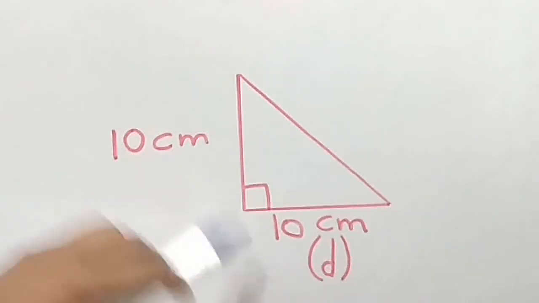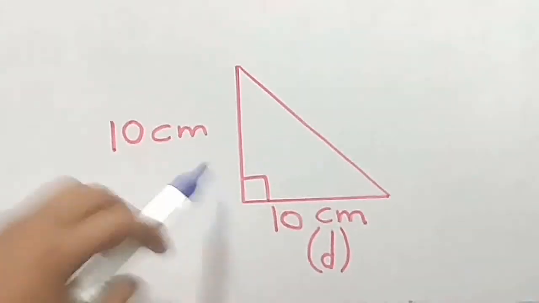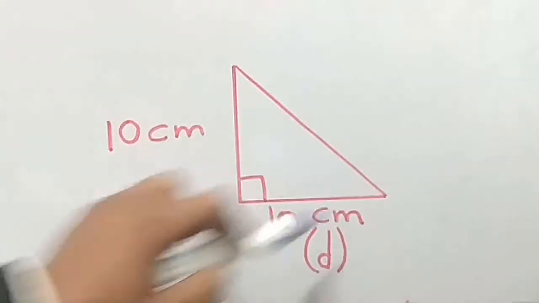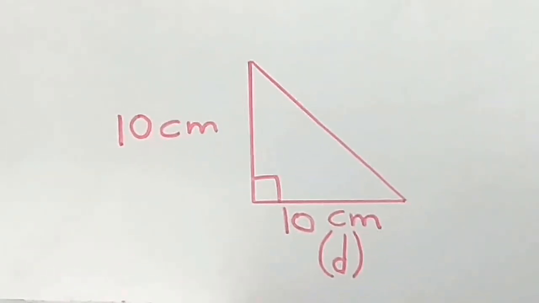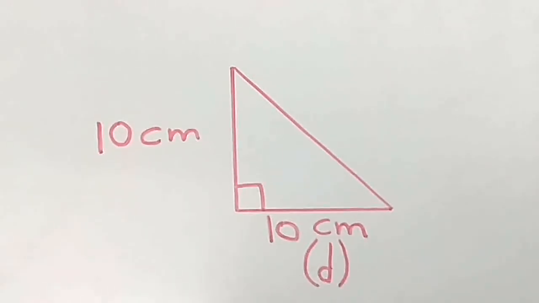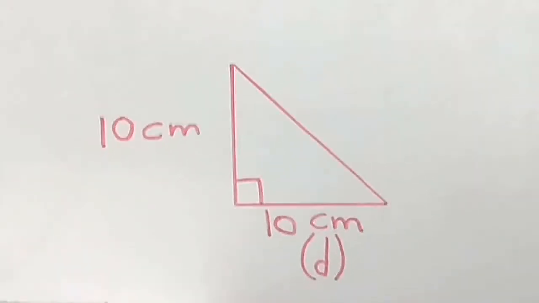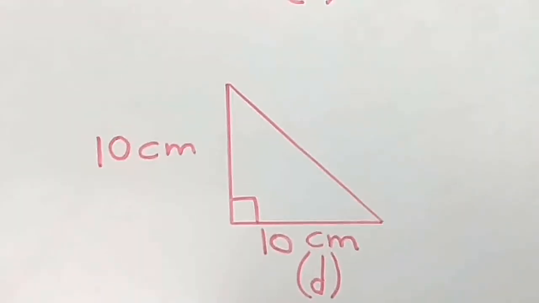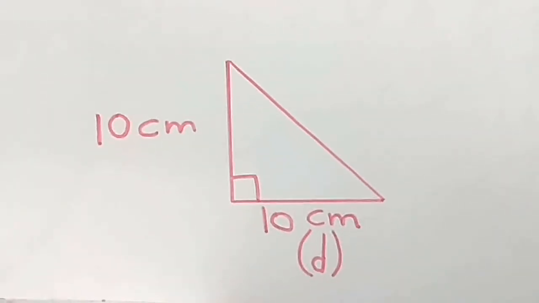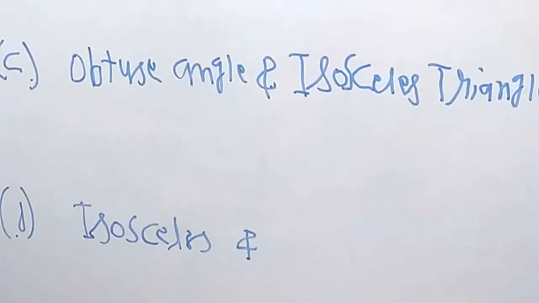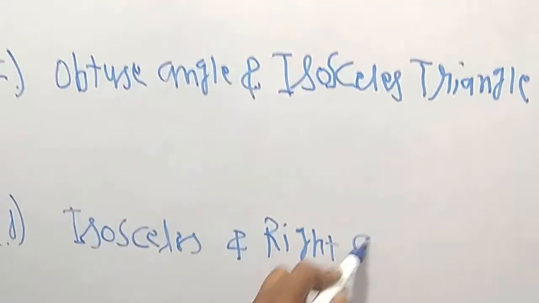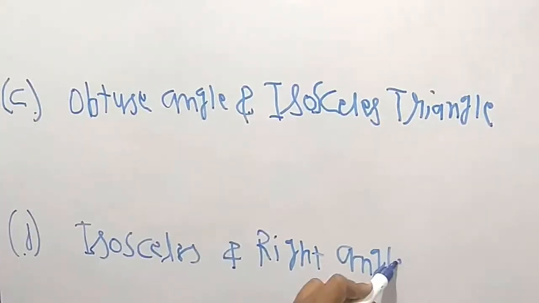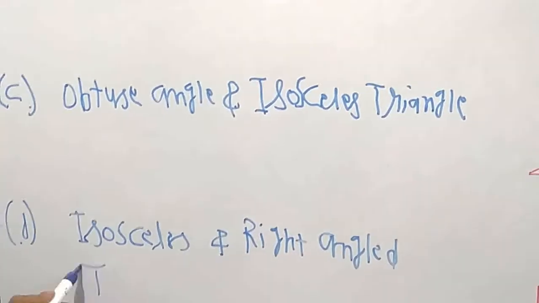These two sides having the same measurement 10 centimeter, and this one is a right angle. So again the name of this triangle is isosceles, because the measurement of two sides is same. Right angle triangle.